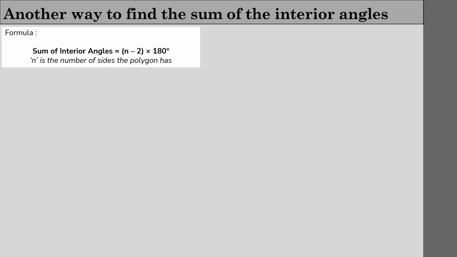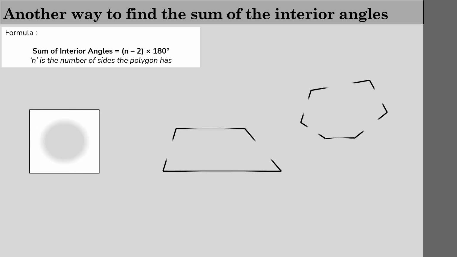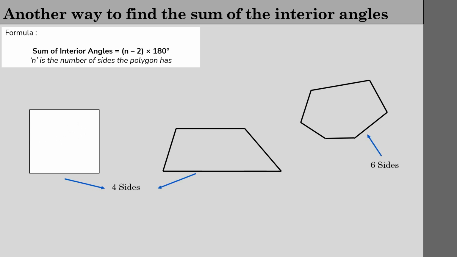As we have already learnt the formula for finding the interior angles, and the formula is also mentioned on the screen, there is another way as well to find the sum of the interior angles. In order to find the sum of the interior angles for any polygon, what you need to do first is find out how many sides the polygon has. So in this case, I have 4-sided and 6-sided polygons. Now, identify if a polygon is regular or irregular.